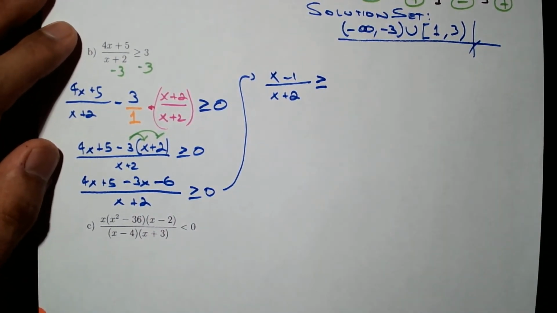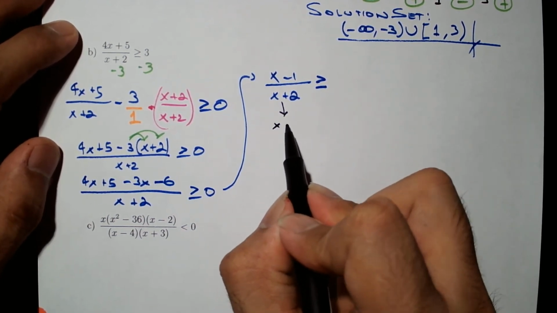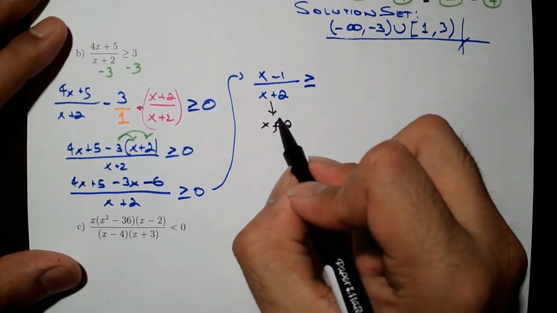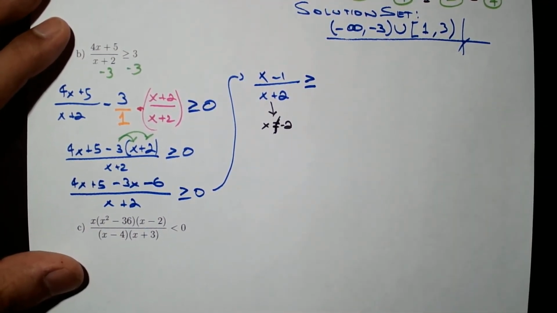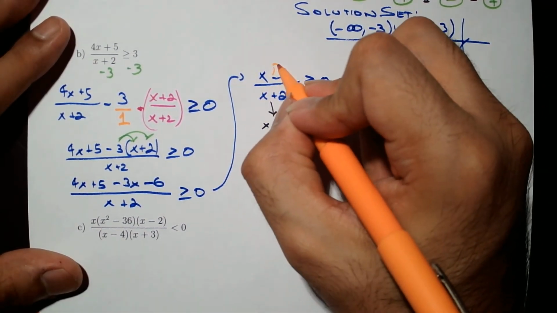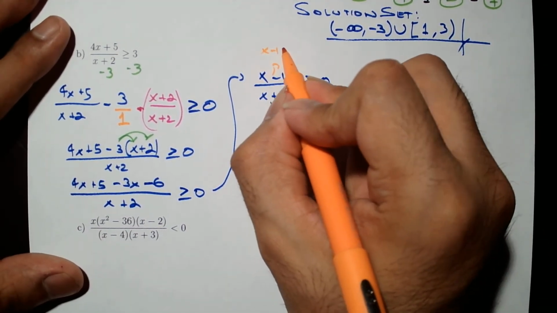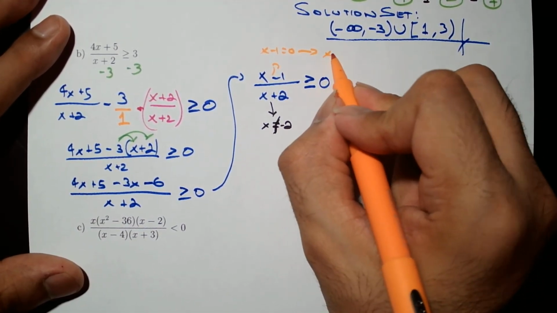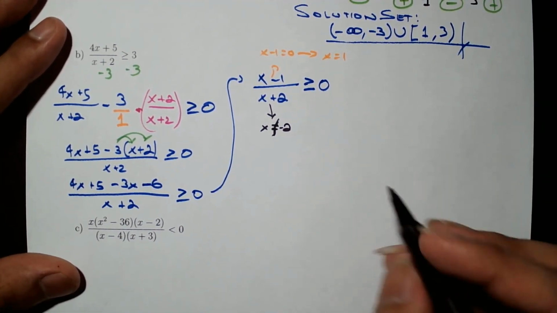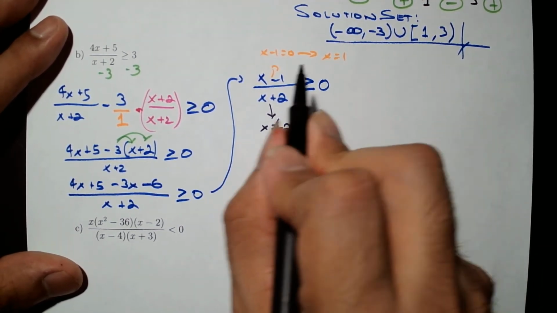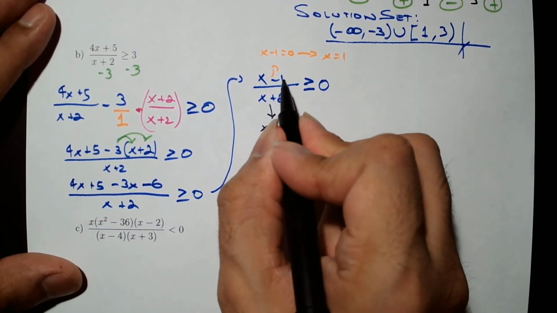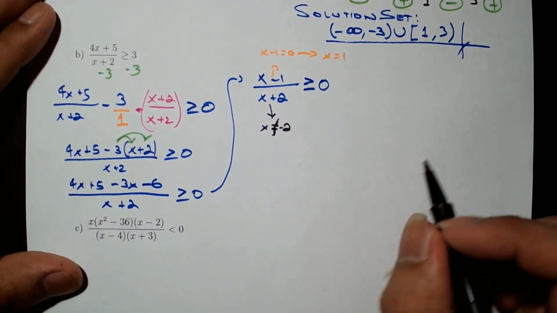So on the one hand, this implies that x cannot be negative 2 because otherwise the denominator is 0 and that will go undefined. On the other hand, I'm going to have another critical number of the form x minus 1 equals 0, which means that x equals 1 is the other critical number. All right, so let's plot these two numbers on the number line. x equals 1 with a full bubble because we have greater than or equal. But the negative 2, since it's in the denominator, that's going to have the open circle.